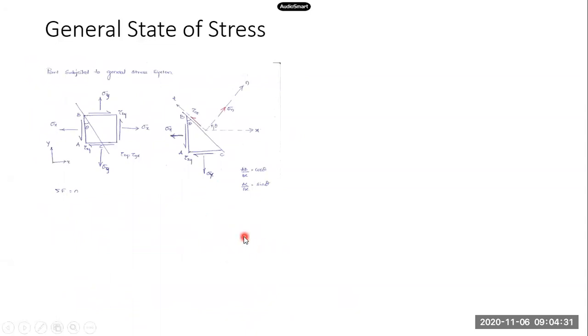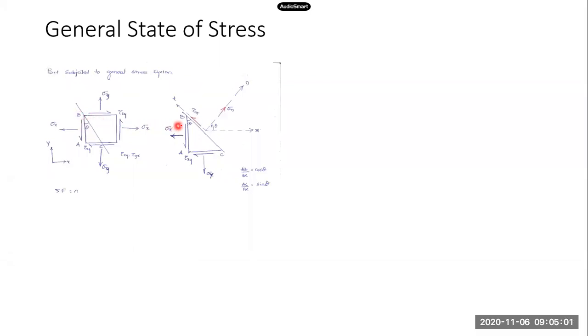What I mean by the general state of stress is that you have biaxial normal stresses applied on this member. Here sigma x is a normal stress along the x direction, and sigma y is a normal stress along the y direction. Along with this, you also have the shearing stress tau xy. This is our inclined plane BC, which is passing through this element. Here we have taken the inclination as theta with respect to the vertical.